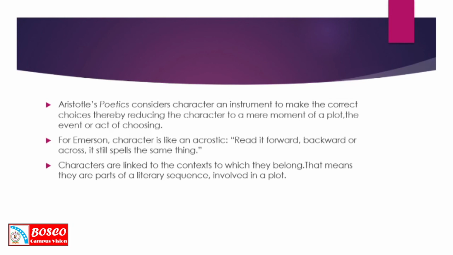Aristotle's Poetics considers character an instrument to make the correct choices, thereby reducing the character to a mere moment of a plot, the event or act of choosing. He considers character as an instrument to make the correct choices. And for Emerson, character is like an acrostic. That means read it forward, backward or across, it still spells the same thing. That is his definition of the term character. It is like an acrostic. Acrostic means a poem, word puzzle or other composition.